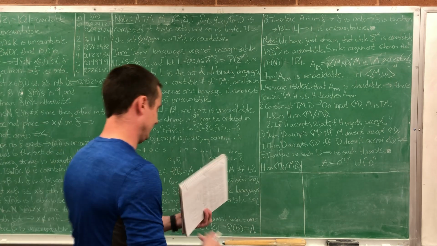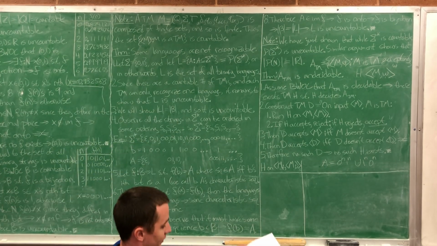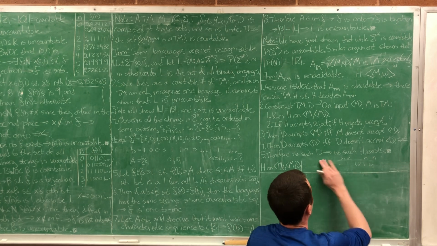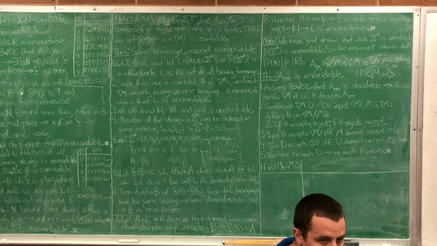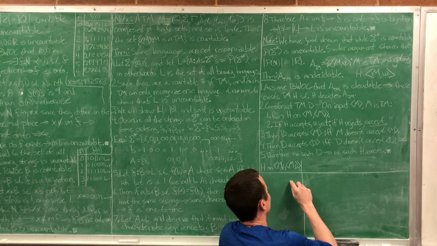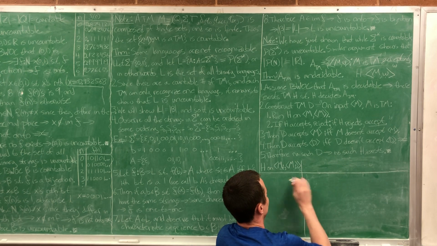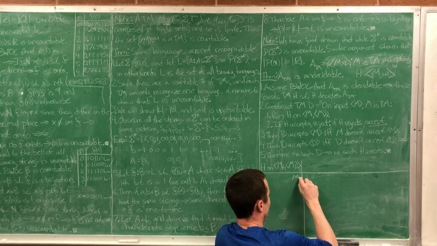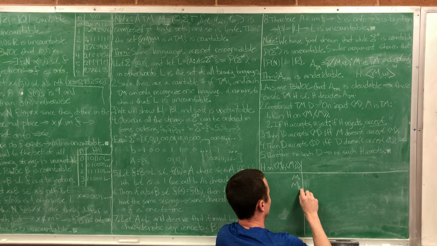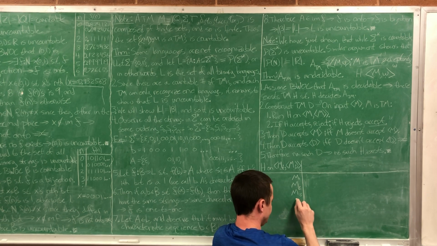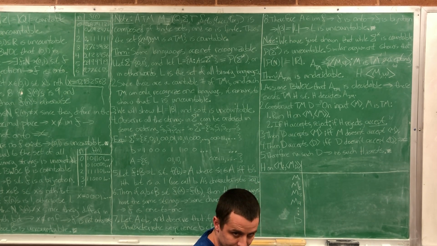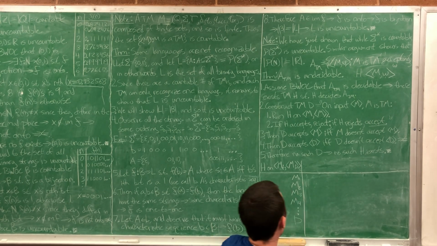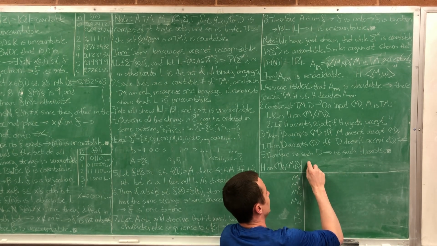We can also view this with the diagonalization method. Since Turing machines are countable, we can list out all the possible Turing machines. Here's M1. Here's M2. Here's M3. Here's M4. And eventually, we would list out my Turing machine D. You with me? And here are going to be all the encodings of the Turing machines.